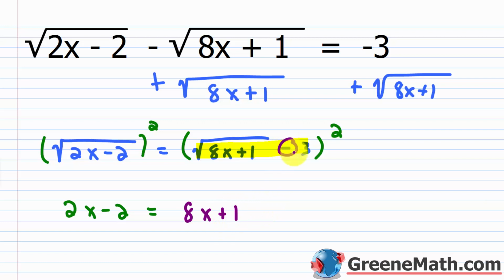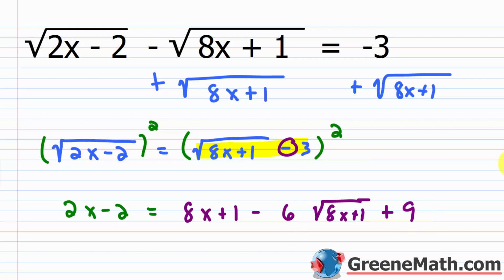Then you have a minus here, so this would be minus. You're going to have 2 times this square root of 8x plus 1, and then times the 3. So 2 times 3 is 6, so let's just put a 6 there. Then plus the last guy here, 3 squared.